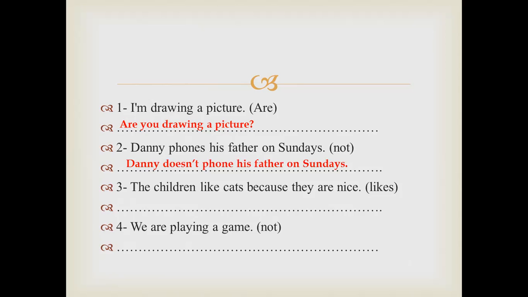What about number three? The children like cats because they are nice. So he wants us to use likes. Can I use likes with the plural? Of course, no. So I have to make it singular. So it will be the child likes cats because they are nice. What about the last one? It's very easy. We are playing a game. I have to put this one in the negative, so I will put not with are, and it will be we aren't playing a game.